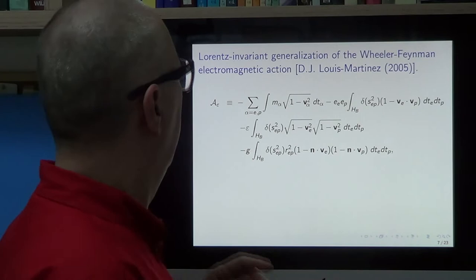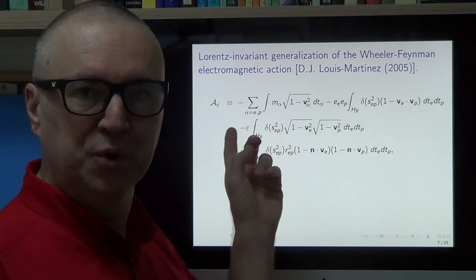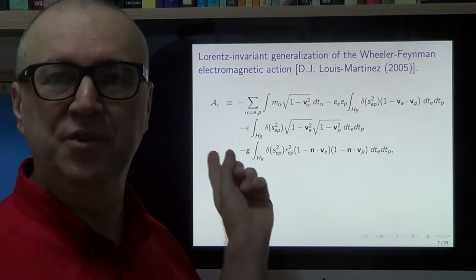So, I have included this epsilon because I was able to prove that electrodynamics alone is not a semiflow. If you put epsilon non-zero, you can show that the equations of motion become a semiflow.